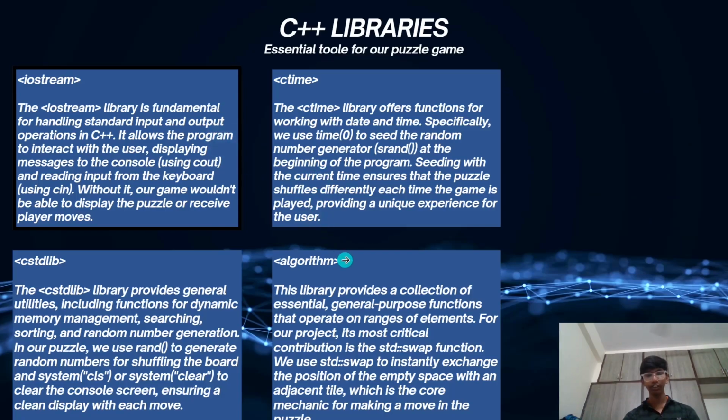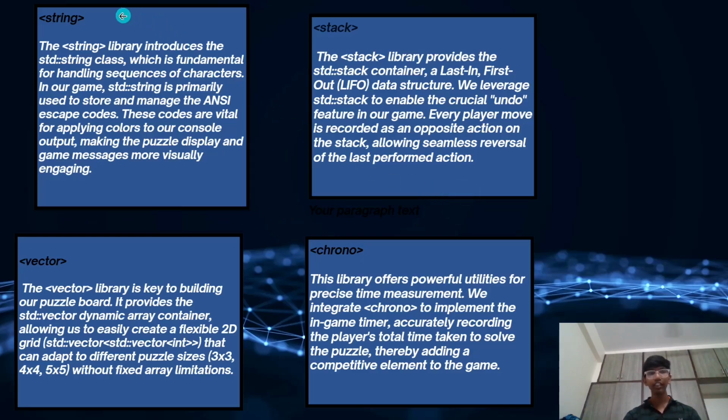Now I will explain why we use the algorithm library. The algorithm library is a collection of preset written functions. Like I will use the swap function. We have used the swap function to essentially exchange the position of the empty space with an adjacent tile. So I've used this library. Next, I've used the string library, for using the string data type to store the ANSI escape codes that I'll be explaining in the upcoming slides.